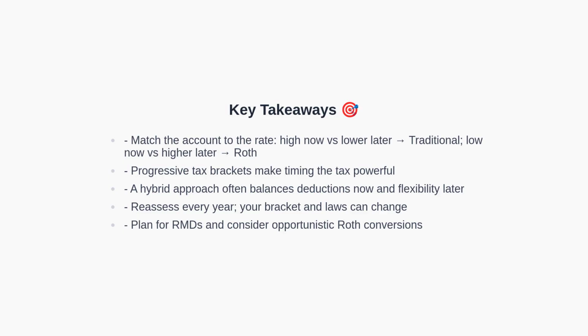The key points are as follows. First, align the account type with your marginal rates. When your current rate exceeds your expected retirement rate, traditional is often favored. When the reverse is true, Roth can be better. Second, the progressive system makes the timing of tax powerful. Third, a hybrid approach can capture current deductions and future flexibility. Fourth, reassess annually. Fifth, plan for RMDs and evaluate partial Roth conversions when appropriate.